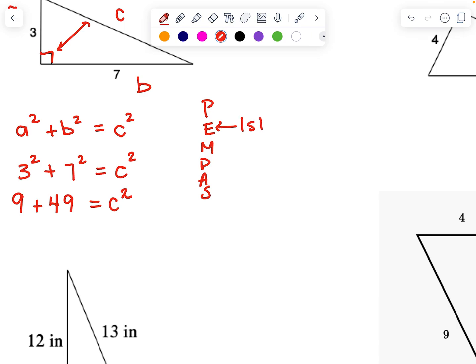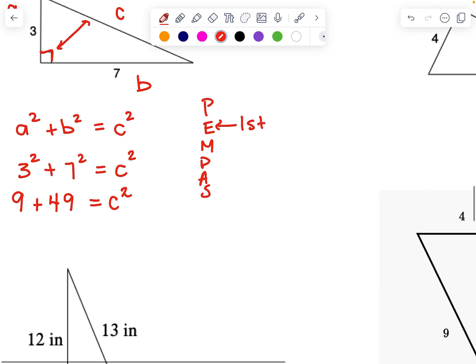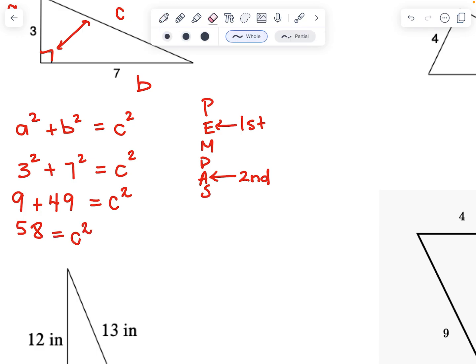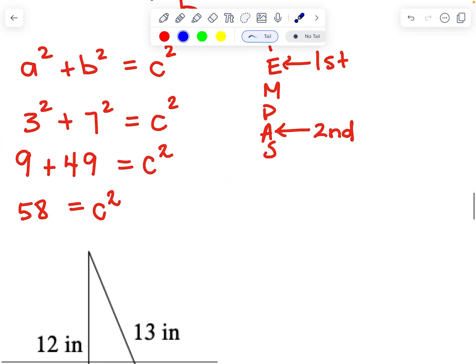So we did exponents first. And now we can do our addition. So 9 plus 49 is 58. And we have 58 is equal to c squared. Drag this down a little bit. Okay, we have a slight issue, which is I know that c squared is 58.